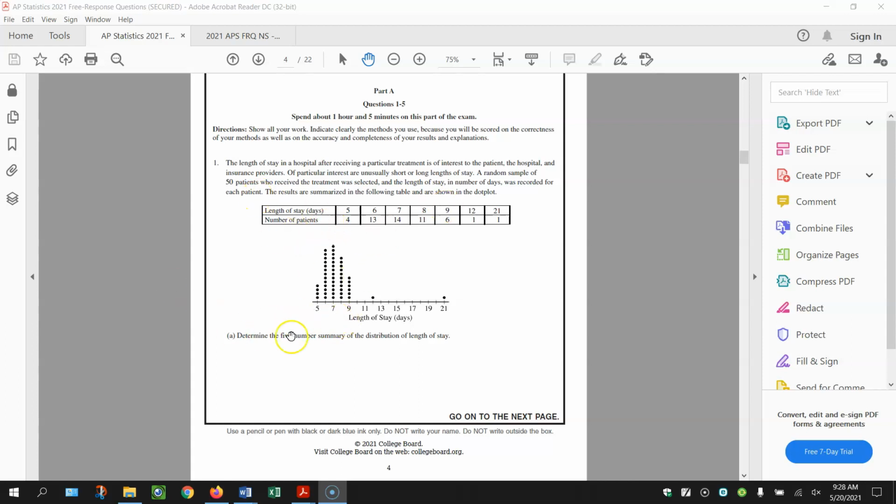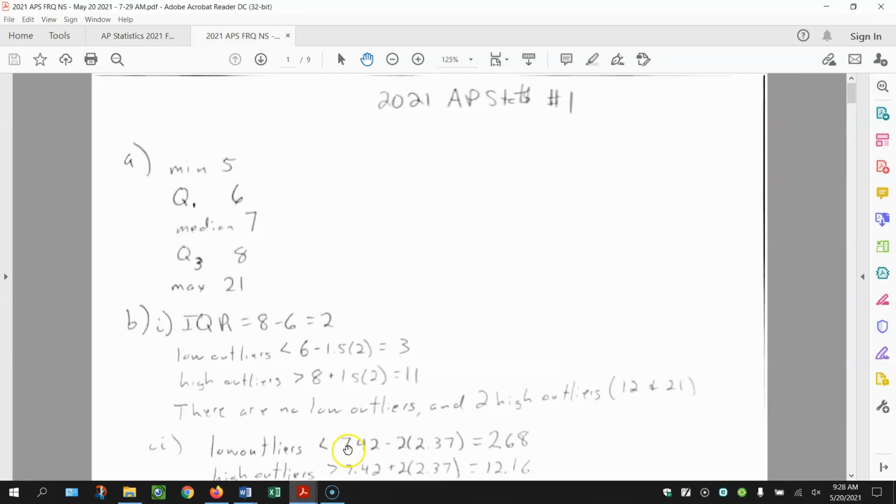First question, you're doing a 5-number summary. You could do it by hand, but calculator makes more sense to me. Plug the length of stay in list 1 and the number of patients in list 2, and then run one variable statistics with your frequency as list 2. And then your 5-number summary is going to turn out to be this.